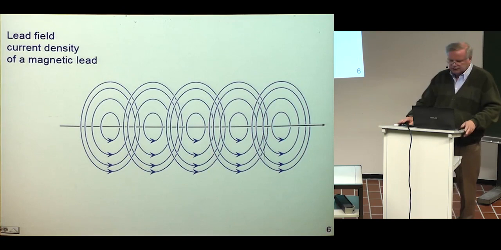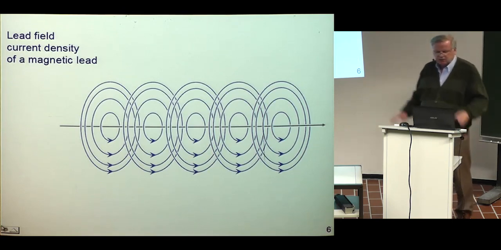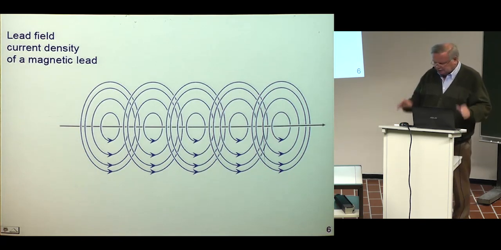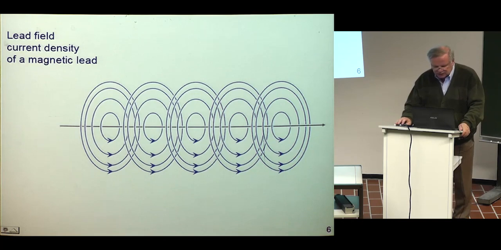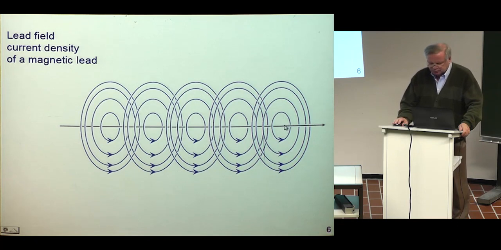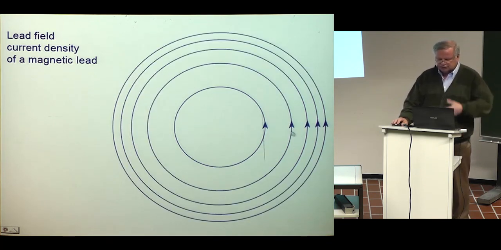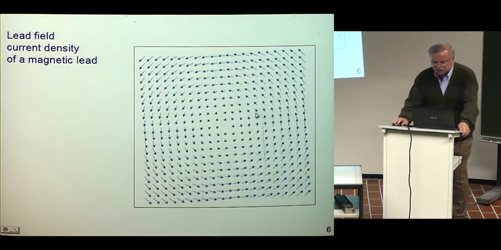So this is how the lead field current density of the basic magnetic lead looks. In the ideal case, it is rotating around the symmetry axis. Its current density is proportional to the distance from the symmetry axis and zero on the axis, and it is not a function of the distance in the direction of the symmetry axis. The cross section is shown here. I just show how the current is flowing around. It can be shown also with the current density vectors of the lead field.